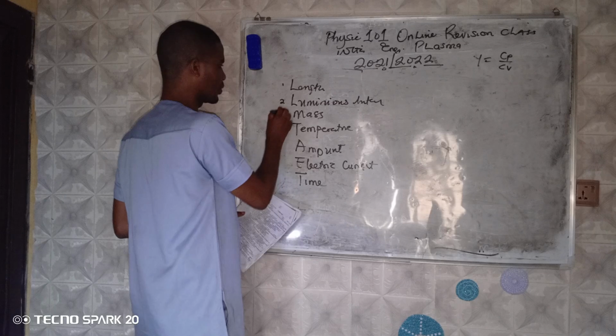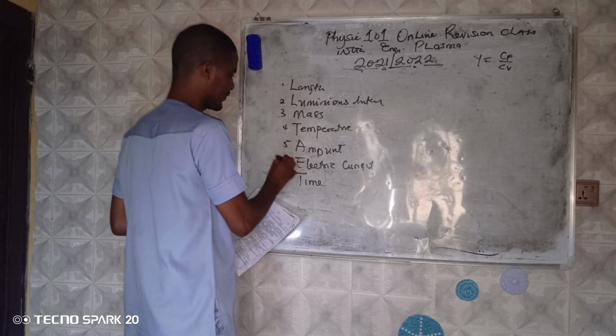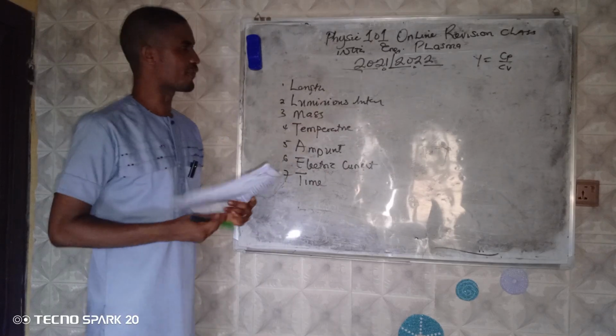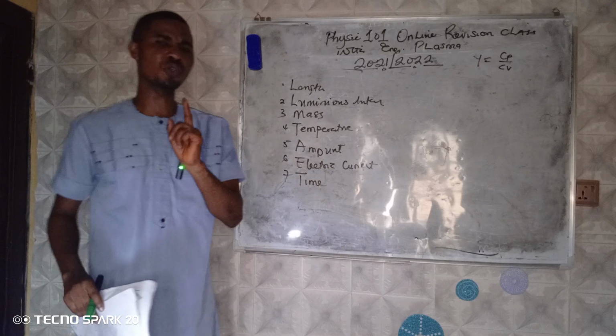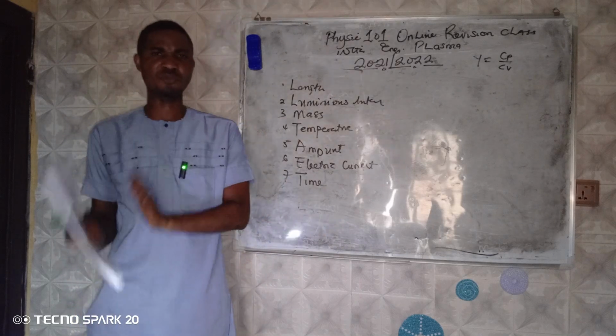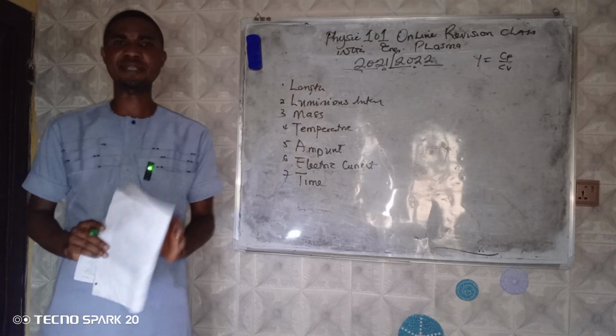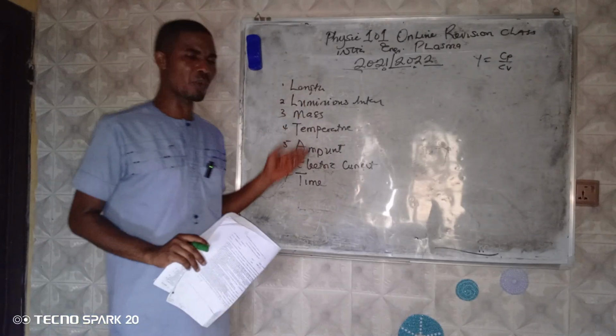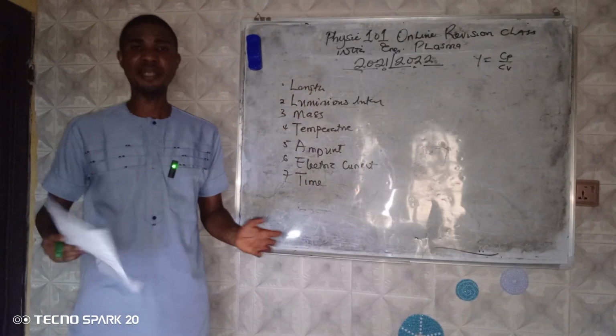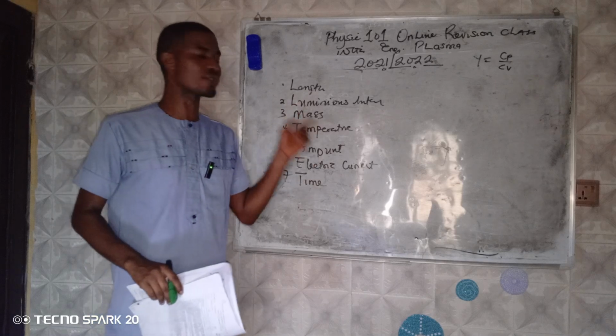Okay, there are 1, 2, 3, 4, 5, 6, 7. These are the fundamental quantities. Now, I want you to know something about fundamental and derived quantities. What makes a fundamental quantity a fundamental quantity? It is SI units. These ones that we have listed here are called fundamental. Why? Because their SI unit is unique to them.